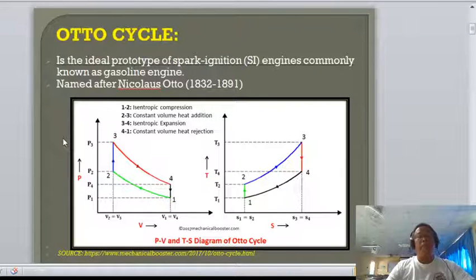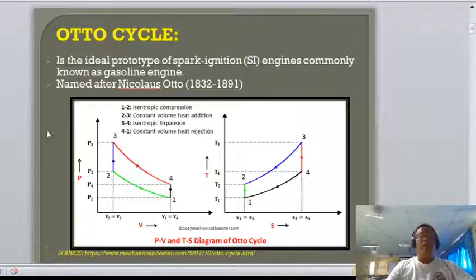So at point 1, the gas, after entering the cylinder, will be compressed to point 2. And then the addition of heat will be at point 3. And then expansion will be at 3 to 4. And then rejection of heat at 4 to 1. But what are the processes involved in this Otto cycle?